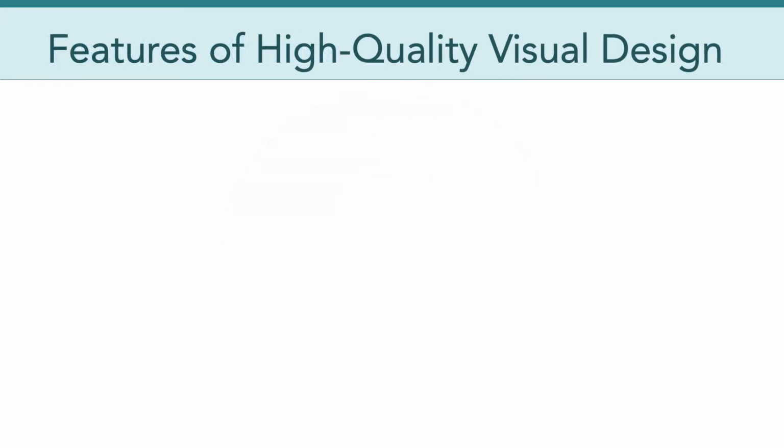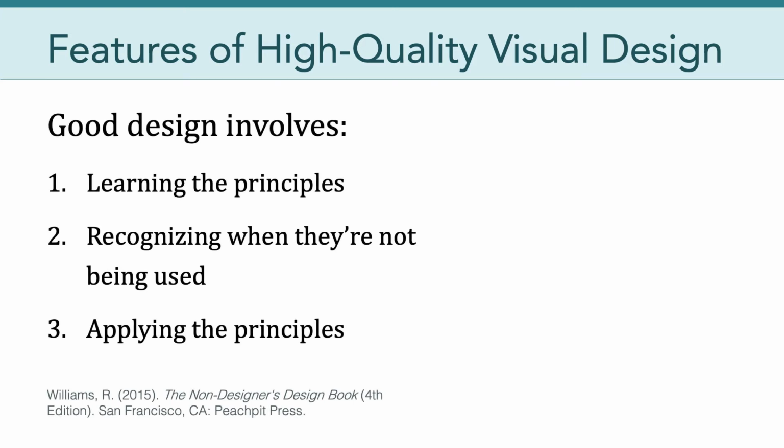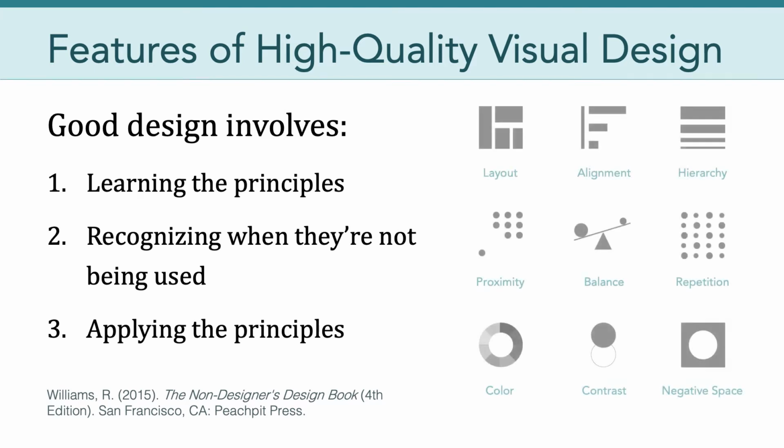First, I want to talk about some of the features of high-quality visual design. Those of you who have taken visual design with me, which is another course, you know that good design involves 3 steps: learning the principles of good design, recognizing when those principles are not being used, and in turn, applying those principles of good design. So what are those principles? Well, you can see some of them here. Layout, alignment, hierarchy, proximity, color, contrast, so on and so forth.